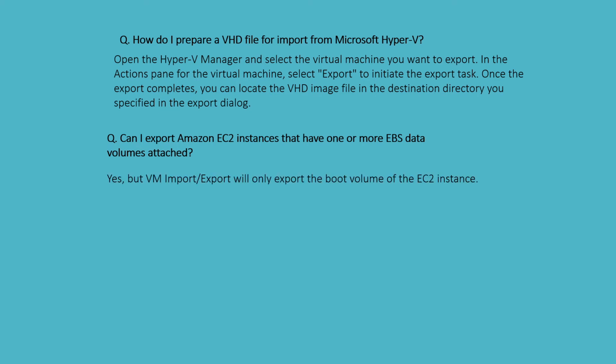Can I export EC2 instances that have one or more EBS data volumes attached? Yes, but VM Import and Export will only export the boot volume of the EC2 instance.